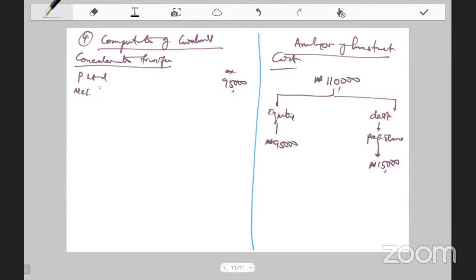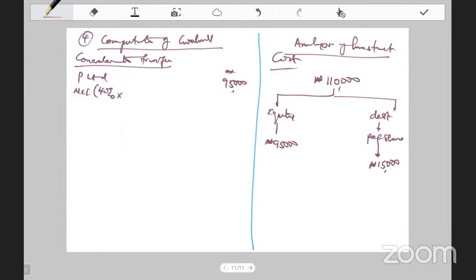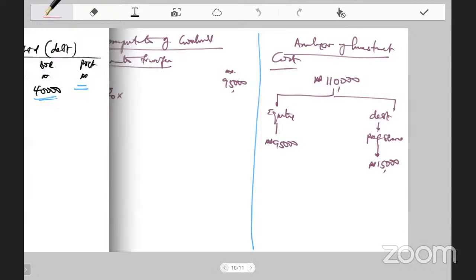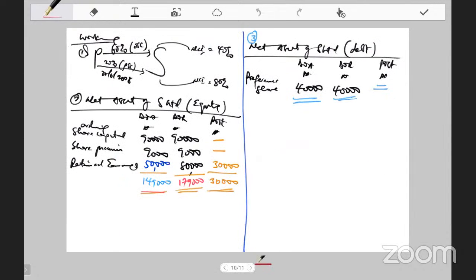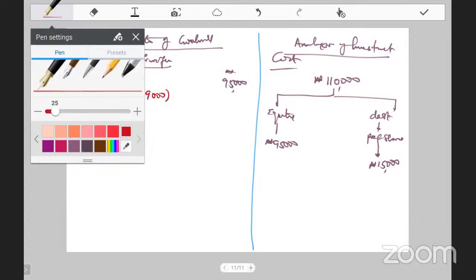So let's say NCI. What is the percentage holding of NCI? 40%. Because we were told in this question that there was no value for NCI, using the proportionate method, we pick the net asset on the date of acquisition. And how much is that value? 149,000. So how much is that going to give me, class?